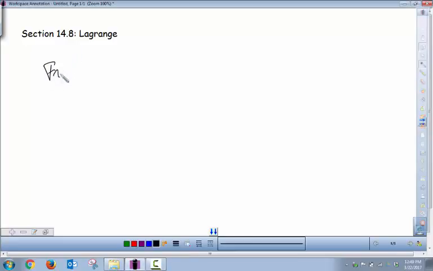So from Calc 1, there's this problem. Well, there's a lot of problems, where you have a sheet of paper or a sheet of something, and then you cut out a value of x from the box, from the rectangle, and then you fold it.